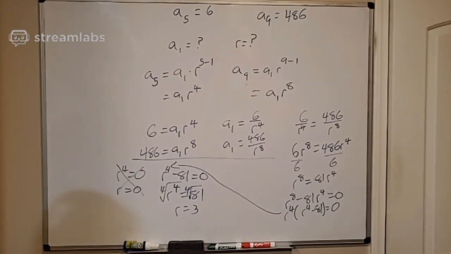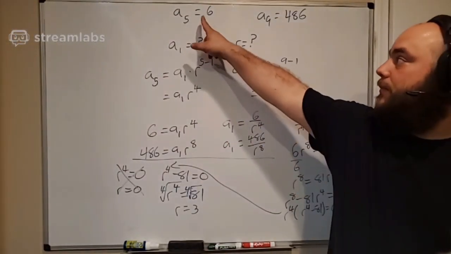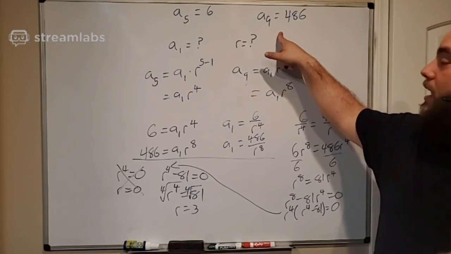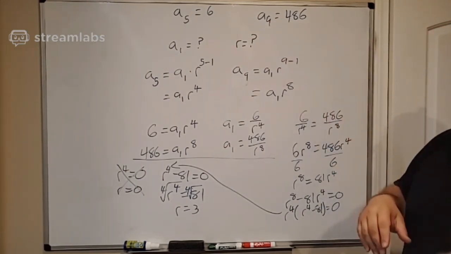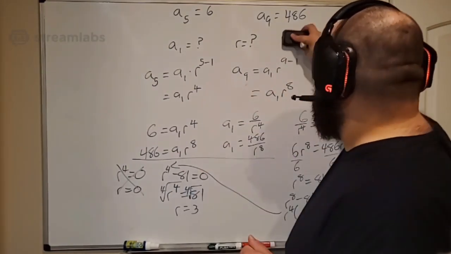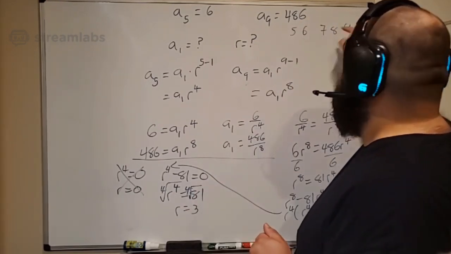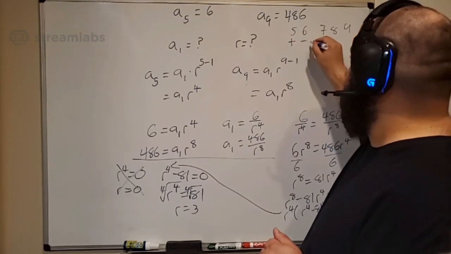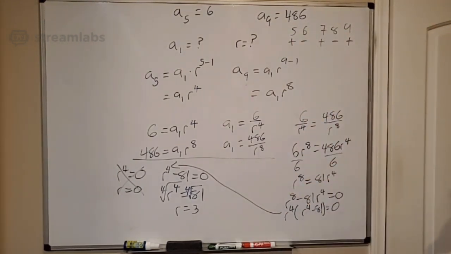So we have to ask ourselves, going from a sub 5 to a sub 9, if it was negative, would I still get this answer here? Or would I get a positive answer? So a sub 5, we'll do it as positive, negative. So I'll do 5, 6, 7, 8. If 5 is positive, 6 would be negative, positive, negative, positive. So could r be negative 3? Is that okay? Would I still get the number I'm looking for? Yes. And the answer is yes.